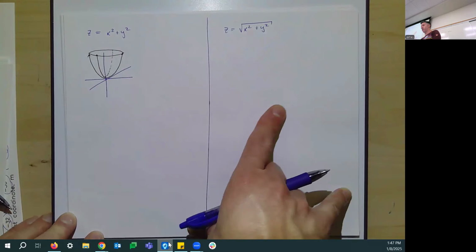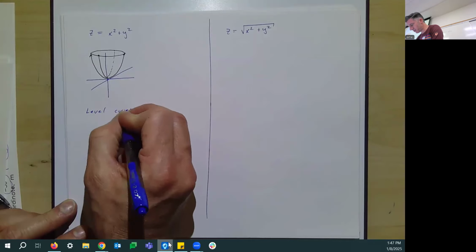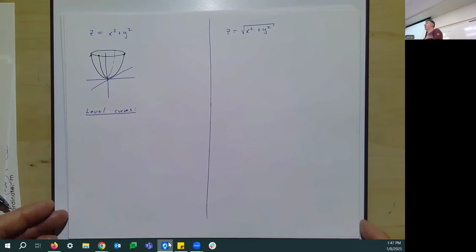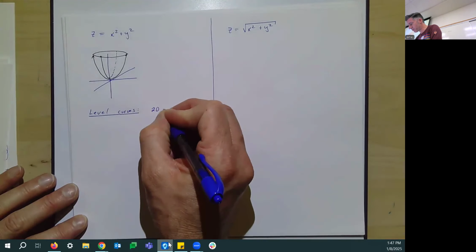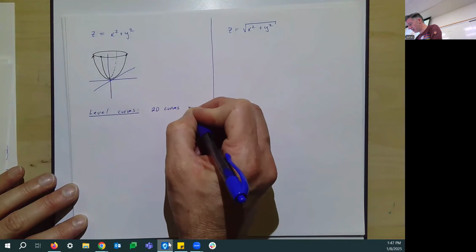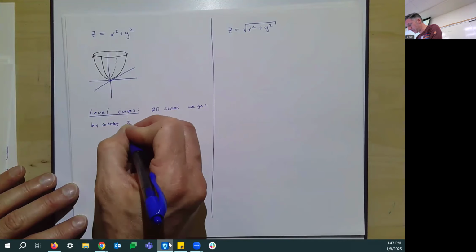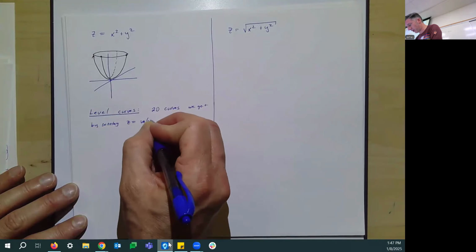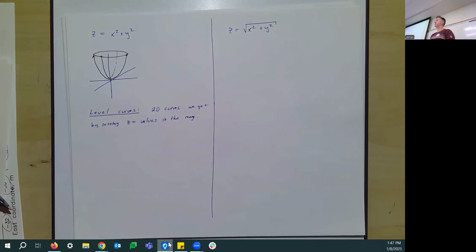And then we'll do the opposite thing over here. So the level curves are the two-dimensional curves that we get by setting z equal to values that are in the range. You don't actually have to know the range to do this. If you pick a value that's not in the range, you just won't get any solution. So for example, -2 isn't in the range here.